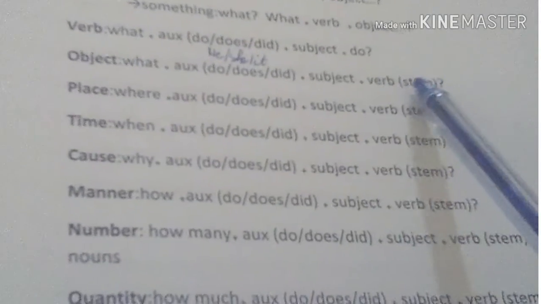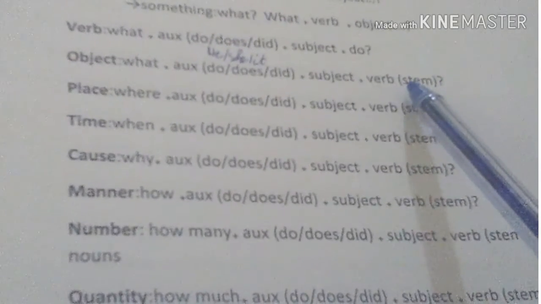The verb stem. It means the verb in the infinitive. The verb in the infinitive.